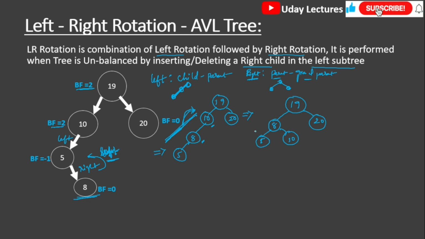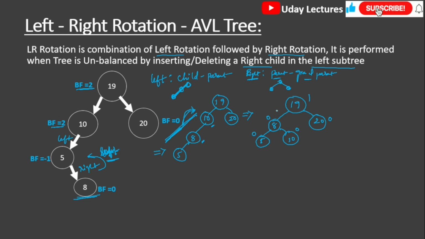And now we have to compute the balance factors. The balance factors for leaf nodes will be zeros, and for this it is 1 minus 1, so it is 0. For this it is 2 minus 1, it is 1. Okay, hope you understood left right rotation. It is a combination rotation. First we perform left rotation between child and parent, then the right rotation between parent and grandparent, and then we compute the balance factors.